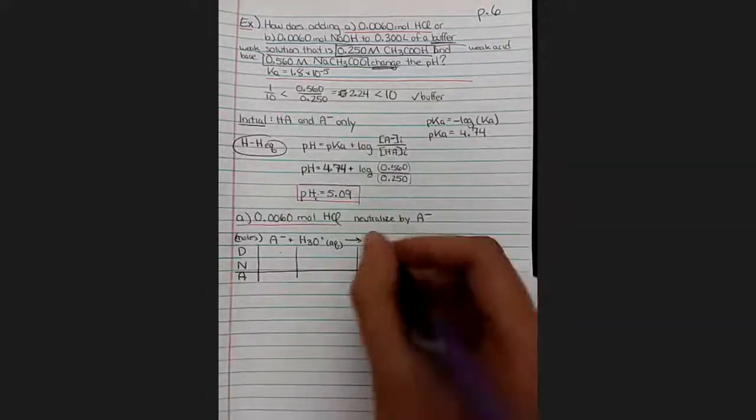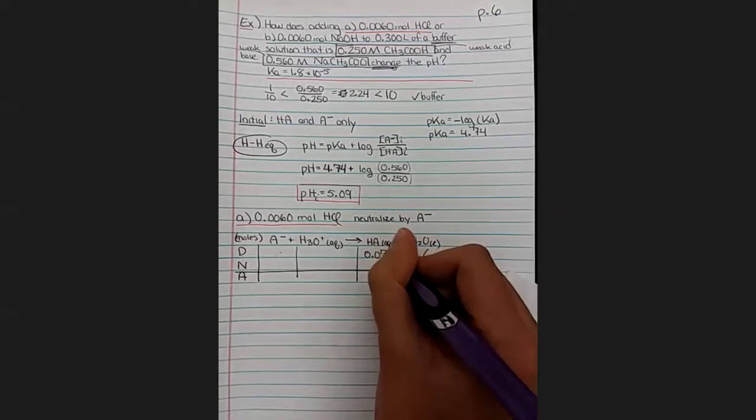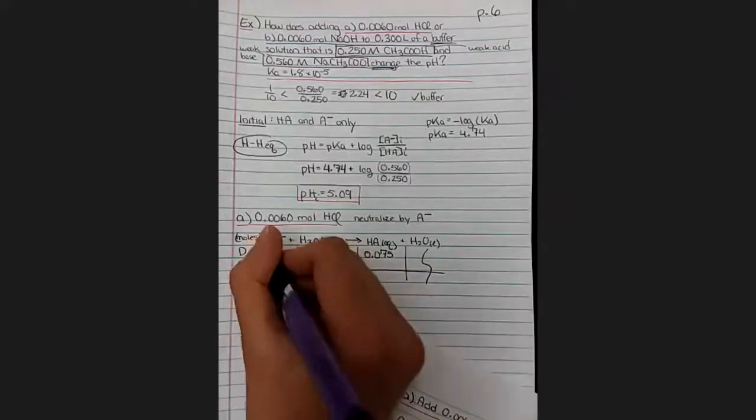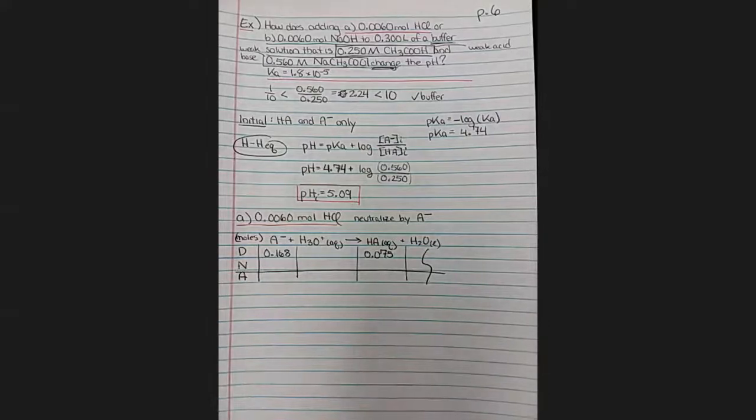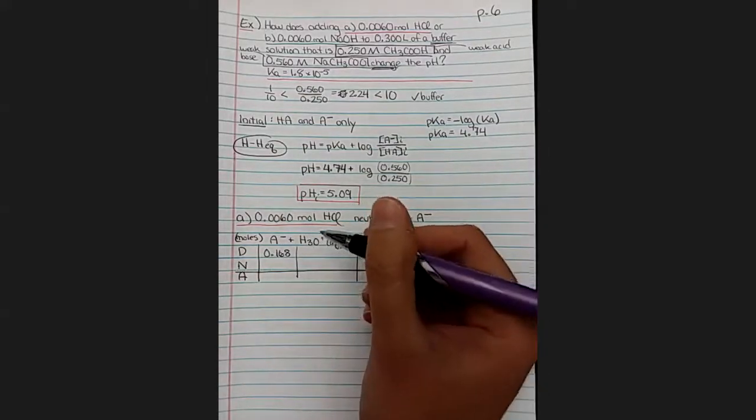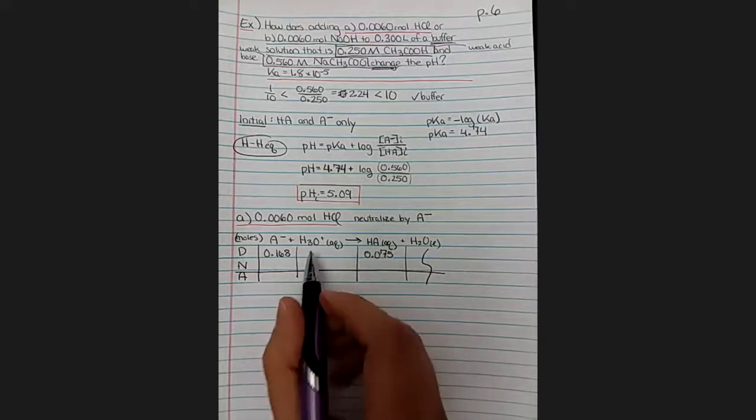Okay, I'm going to steal these numbers from the previous time that we calculated the problem. We said that we had 0.075 moles of HA and 0.168 moles of A minus. I know I'm skipping that work, but think of the pen. It died to make this video possible for you.